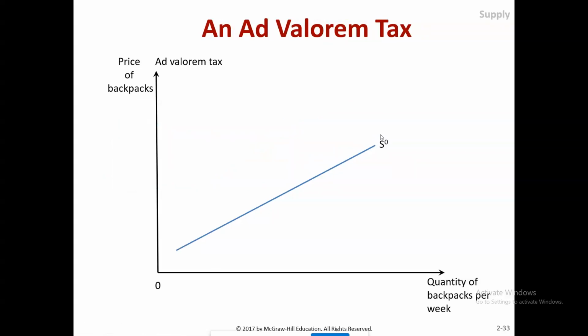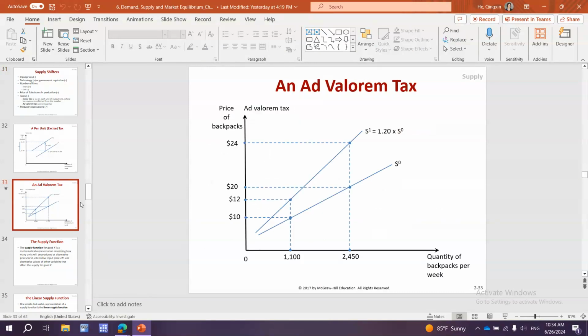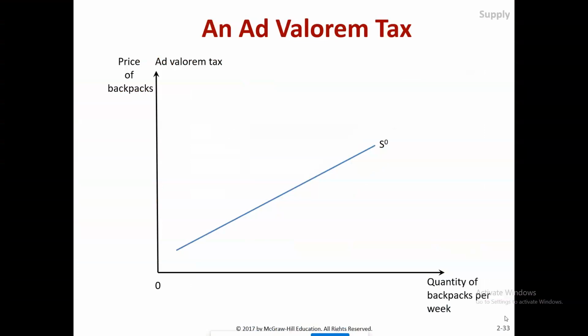The second type of tax is very popular. It's called percentage. It changes based upon the value. It's a progressive tax.